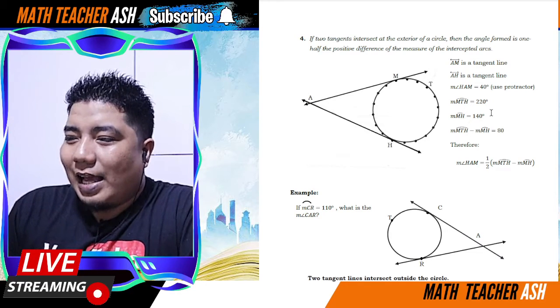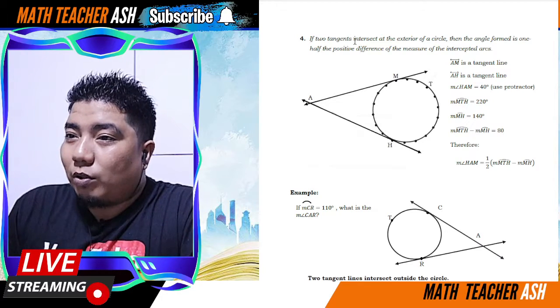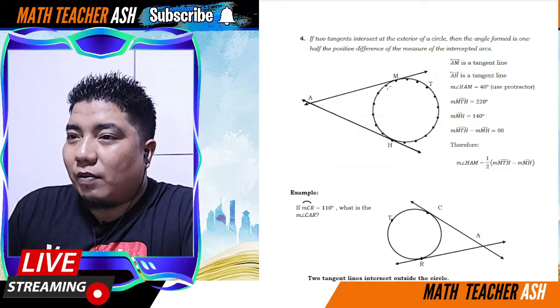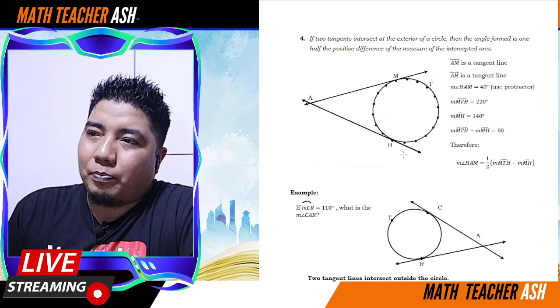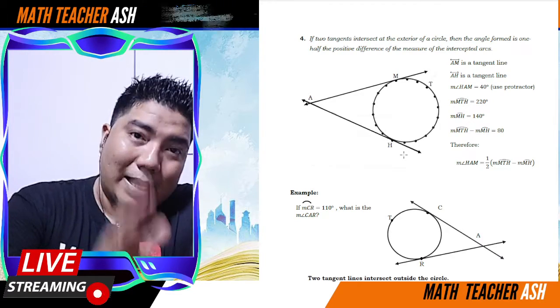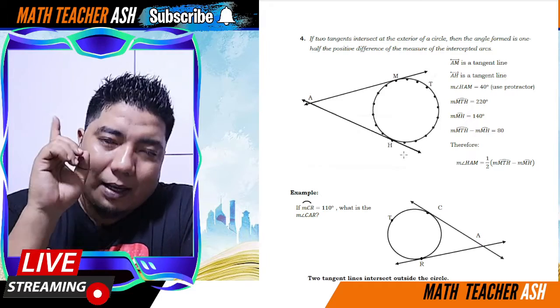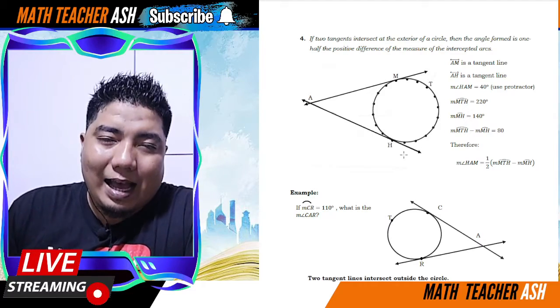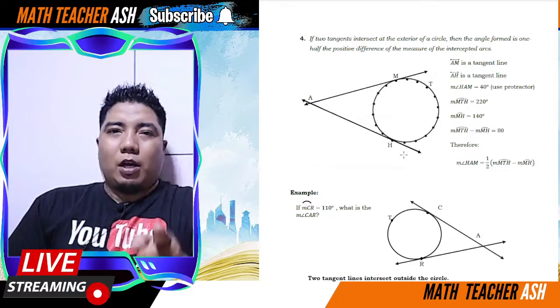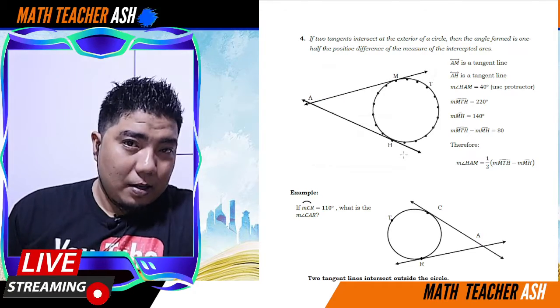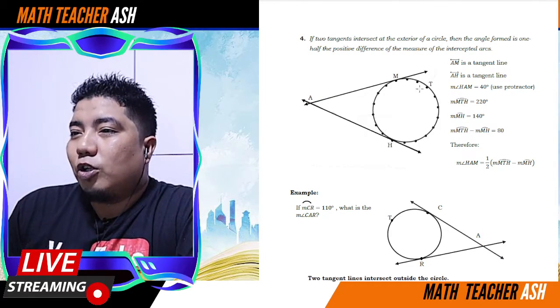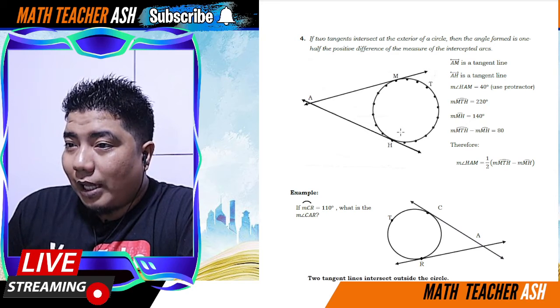Okay. Next, we have, if two tangents intersect at the exterior, okay, so dalawang tangent naman, nag-intersect sa labas pa rin, exterior. So, lagi yung tandaan, pag exterior, minus lang half. Okay, so minus bigger arc minus smaller arc, divide by 2. Alright. So, we have here, point M at saka point H.